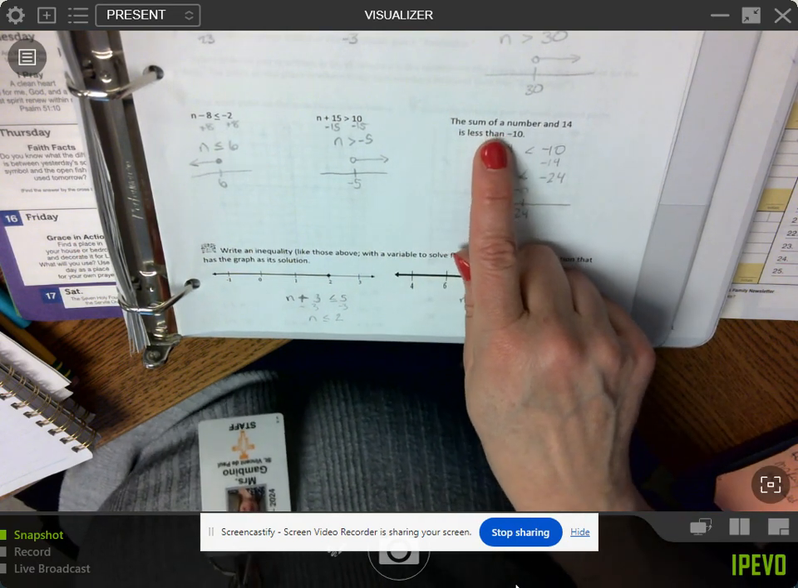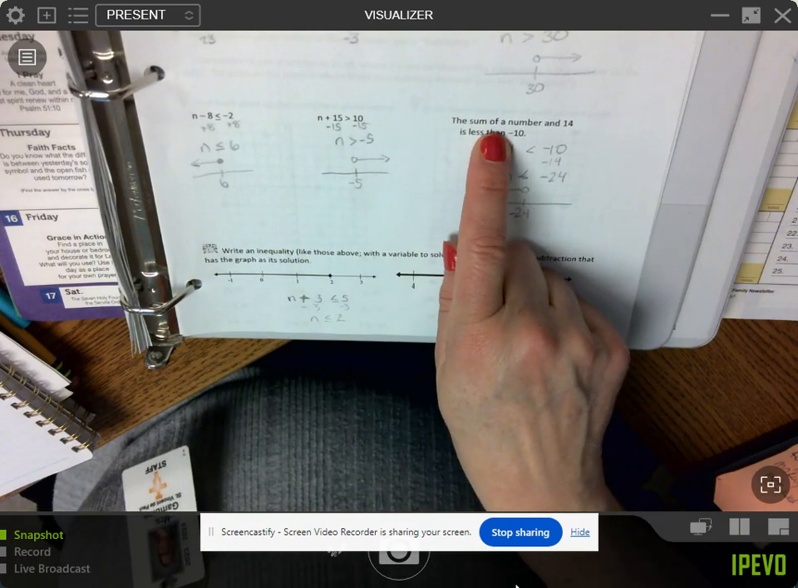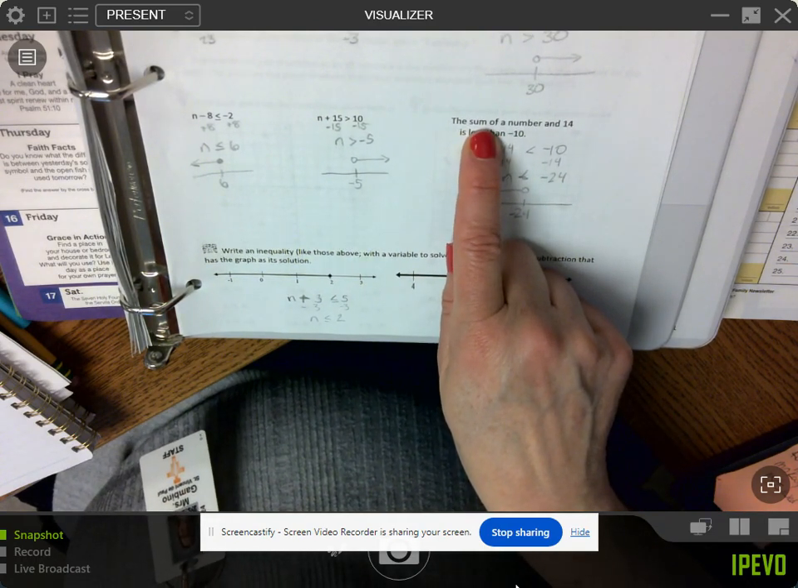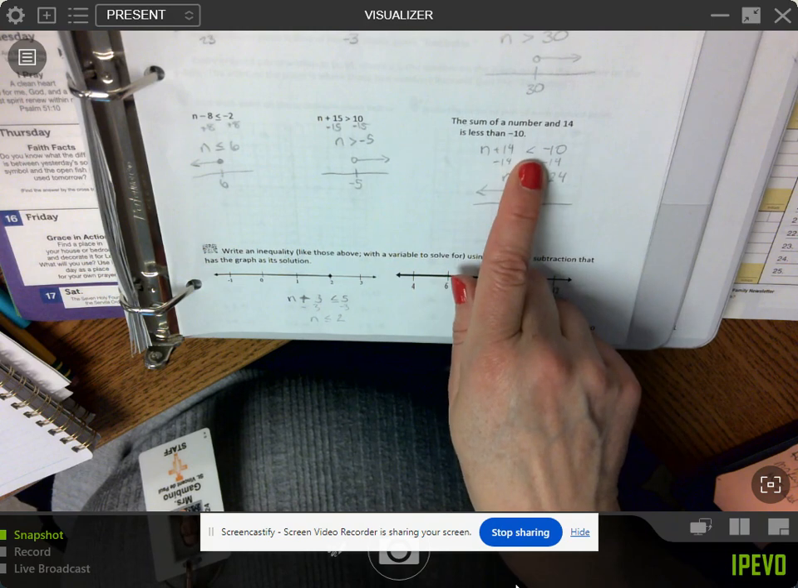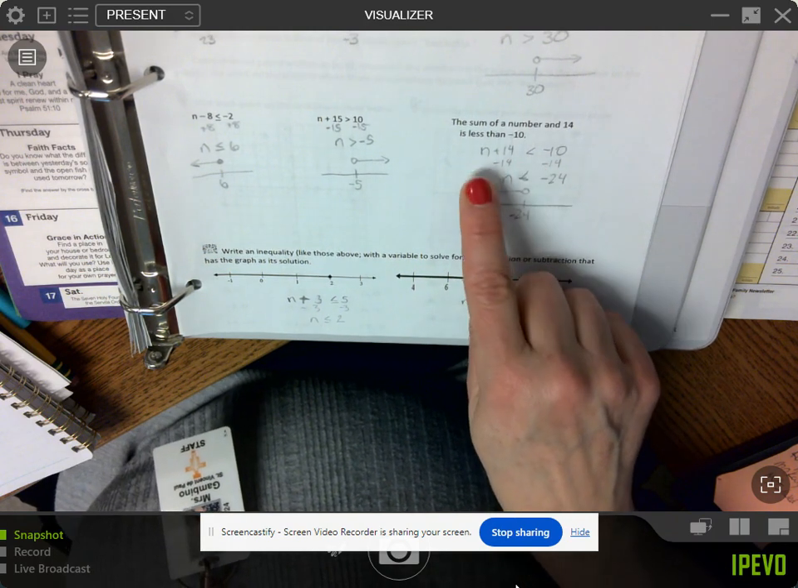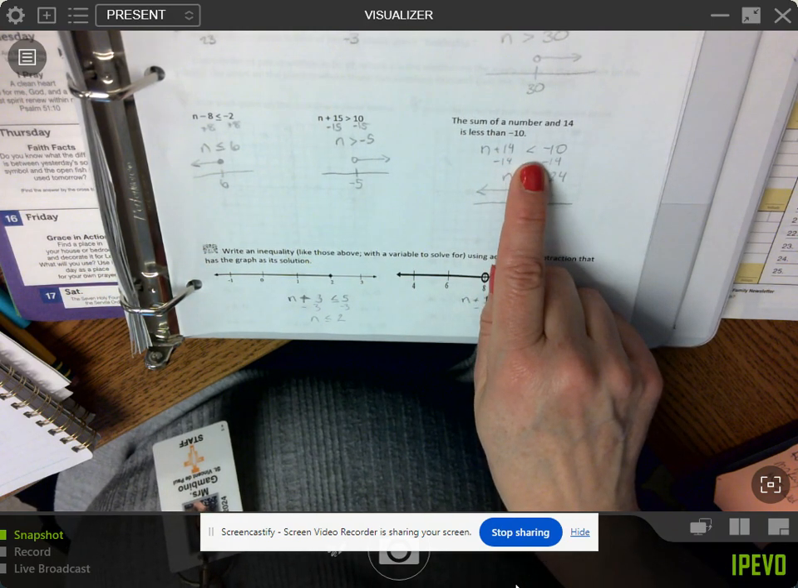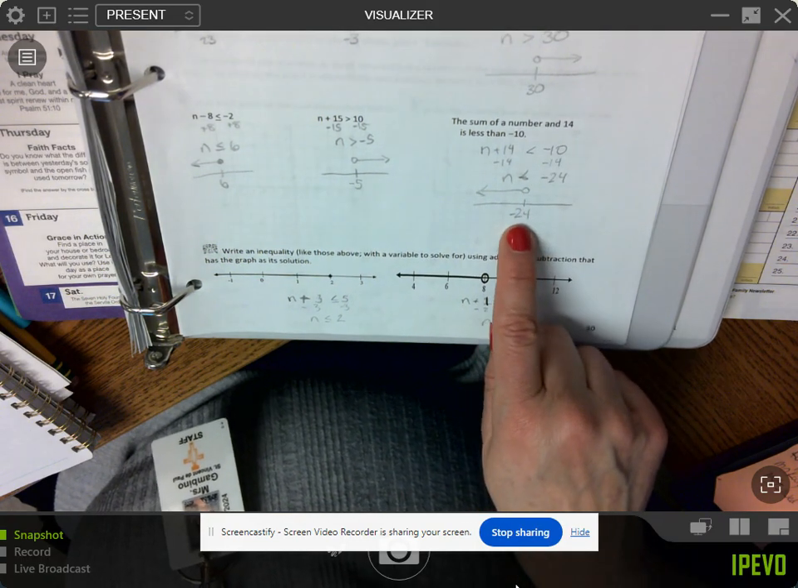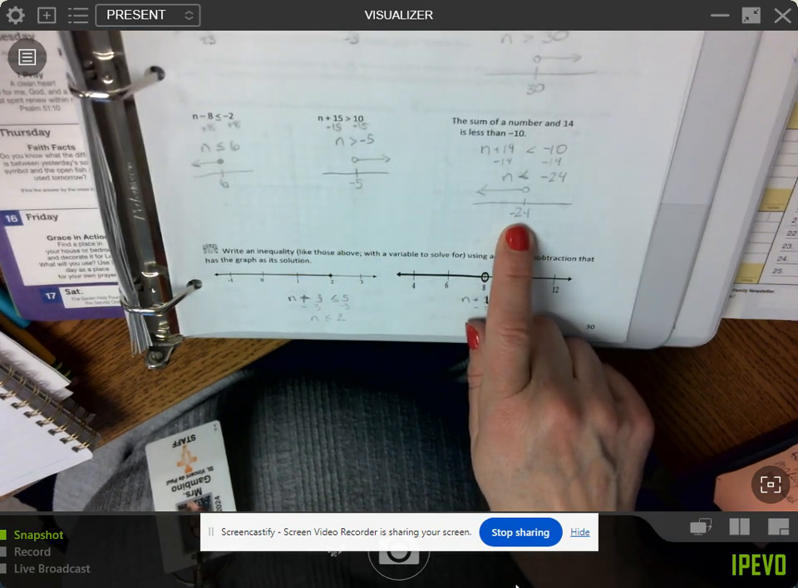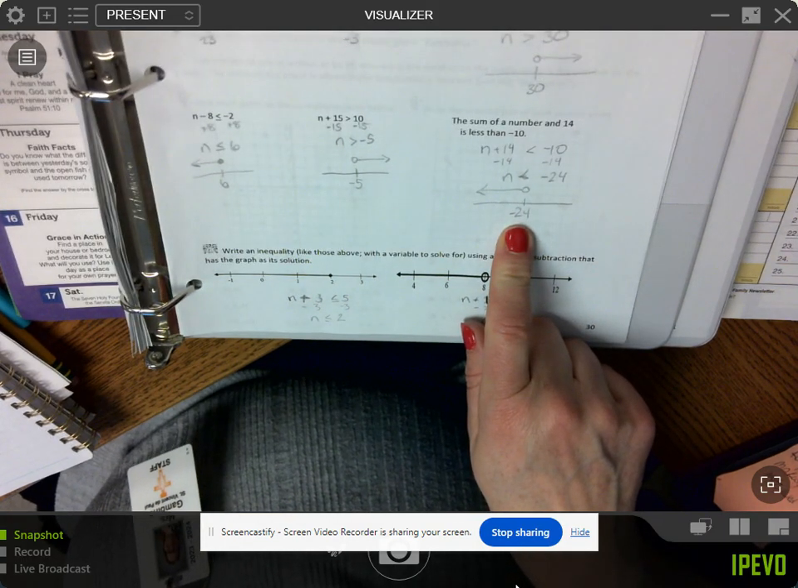Then we have the sum of a number and 14, sum means add, is less than -10. So we have N plus 14 is less than -10. So that gives us N is less than -24.